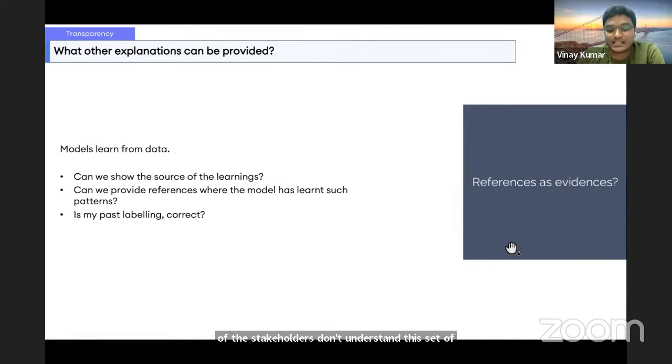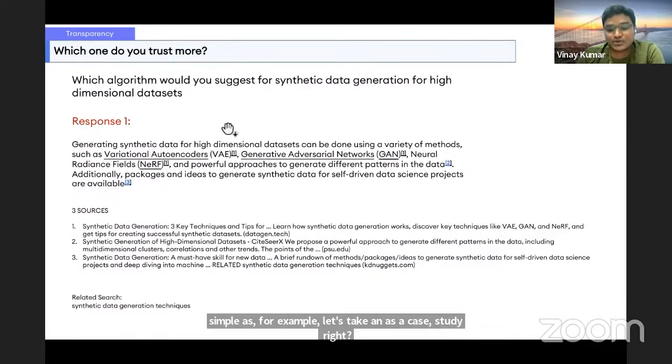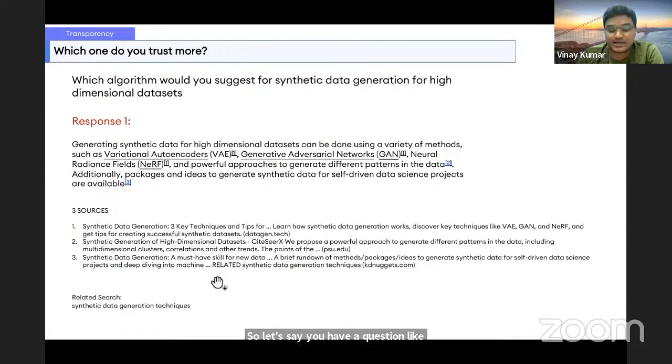Next, we looked at another kind of explainability. One approach that we had was, why don't we use references as explanations? This is the same as prototypes as explanations, for example. Wherein you explain the model by using prototypes from the training data so that people can correlate to these prototypes. In our case, we are calling them references. As simple as, for example, let's take an LLM as a case study. Let's say you have a question like this, and when you ask this question, this is the answer, and these are the reference sources where the answer has been derived from.